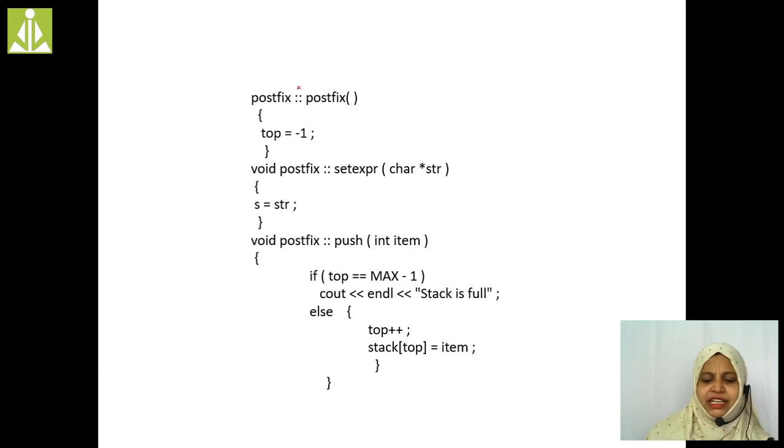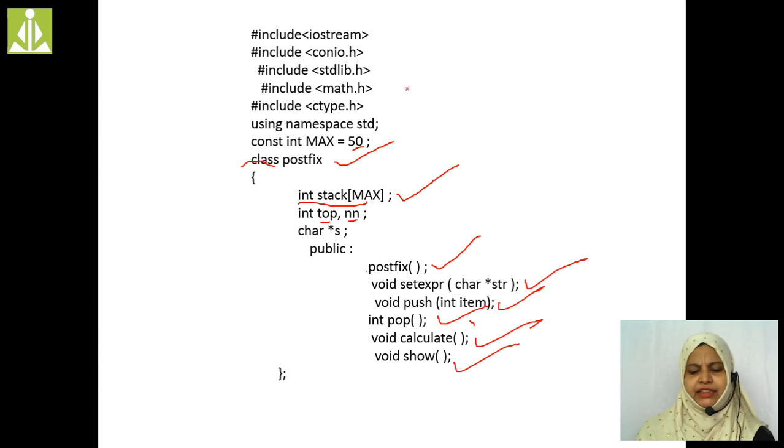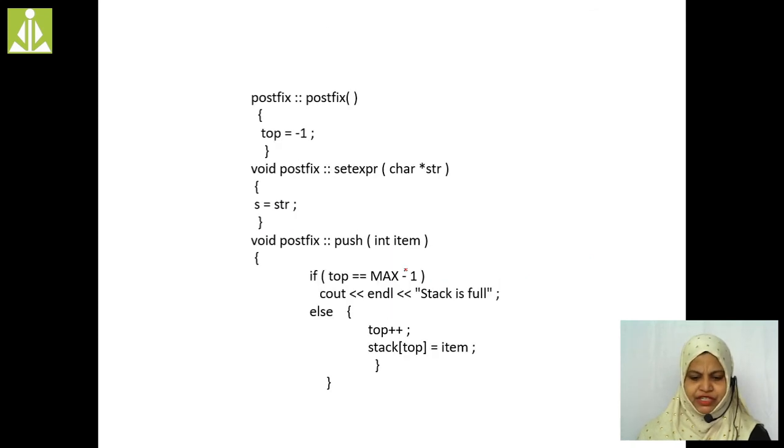First, whenever any object is created, generally the constructor is going to be invoked. Postfix is there, this is the constructor, so the constructor is going to be evaluated first. Whenever the constructor is evaluated, the top value is going to be assigned -1. Initially the stack is empty, that's the reason we have to assign the -1 value to the top. So in the constructor we are assigning top equals to -1.